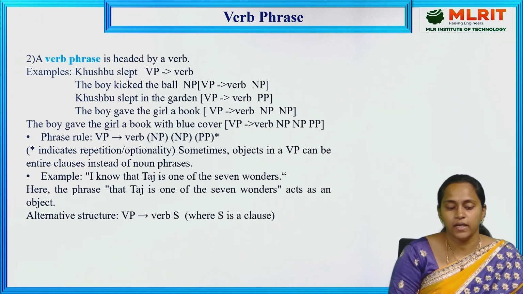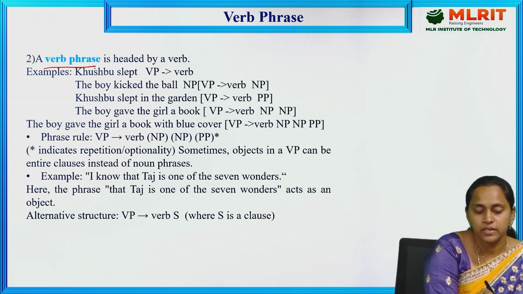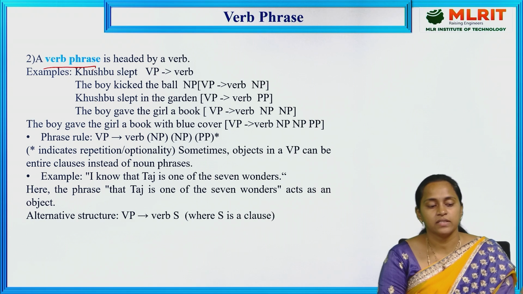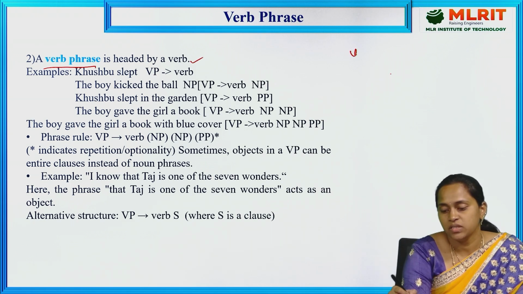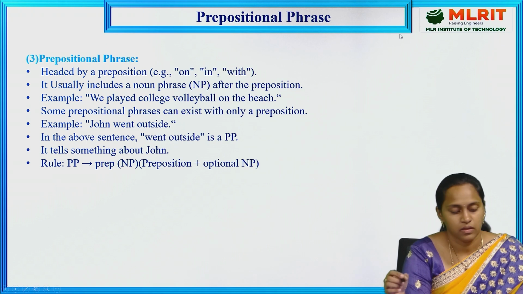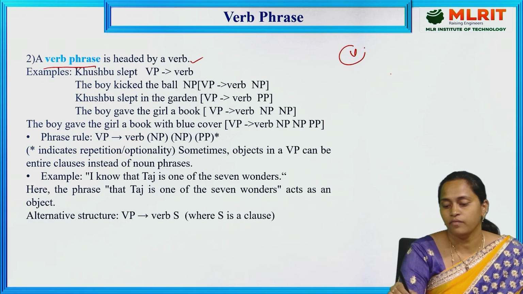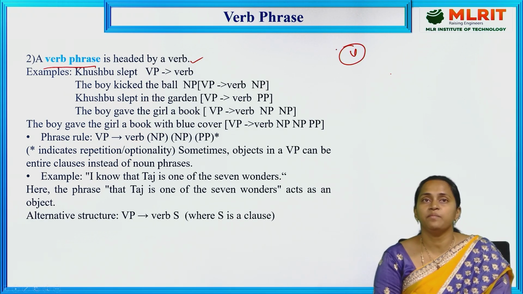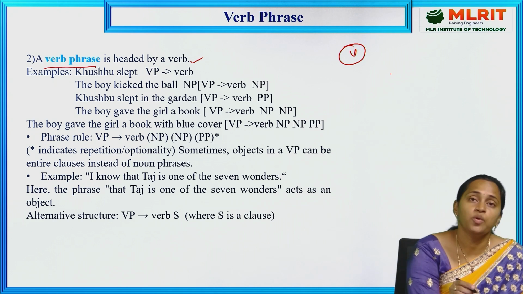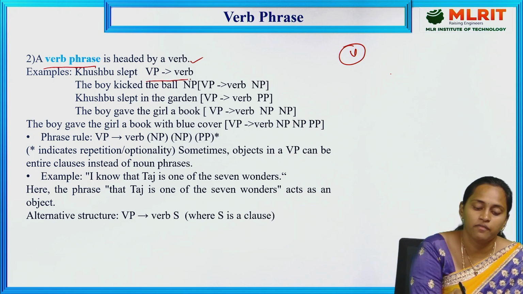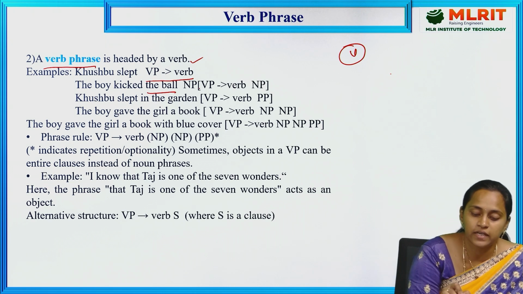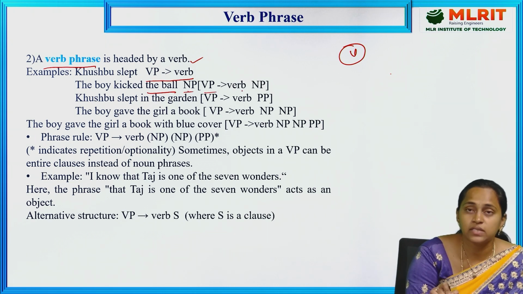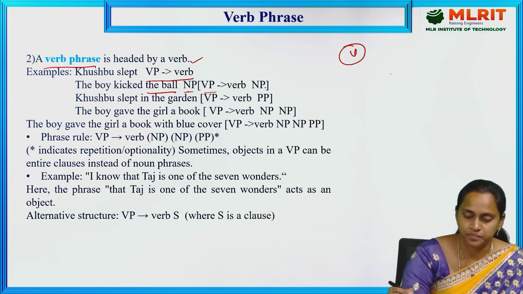Next, let's see the second type of phrase level construction, the verb phrase. Here the head is a verb, that means verb phrase. Examples, let's see. Kushbu slept. Here, verb. The boy kicked the ball. Here the sentence contains noun phrase, verb phrase and noun phrase.